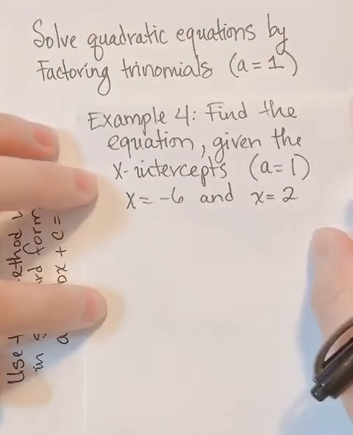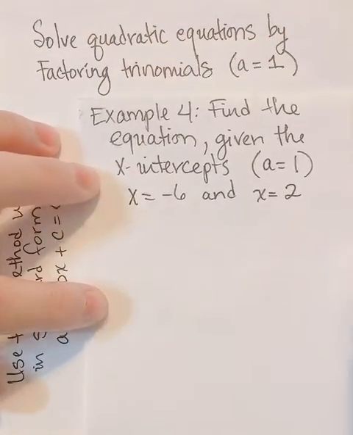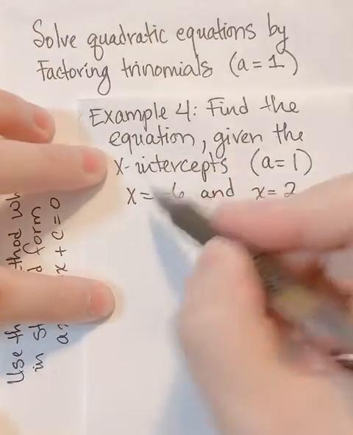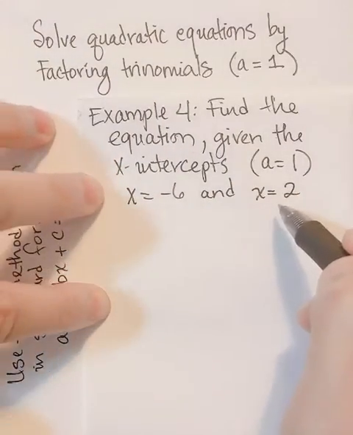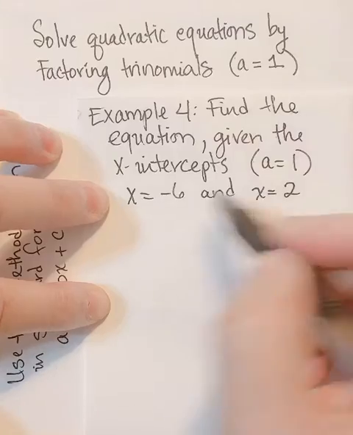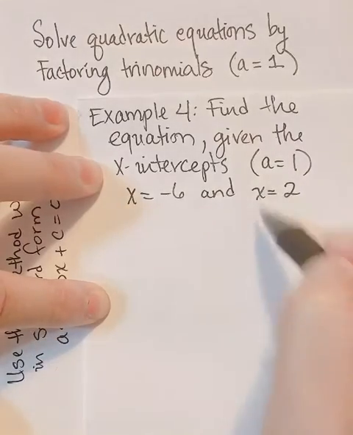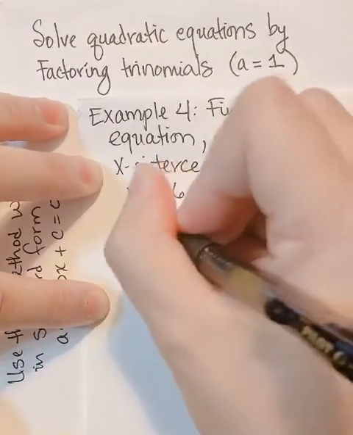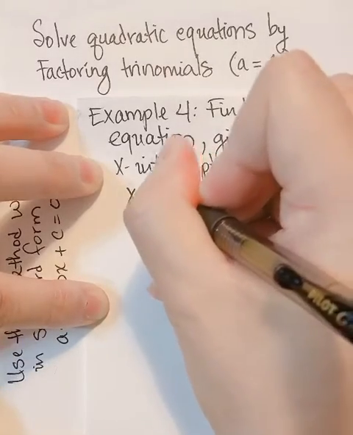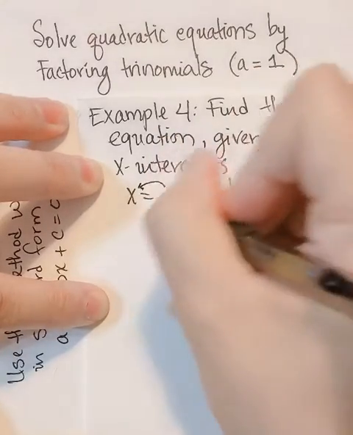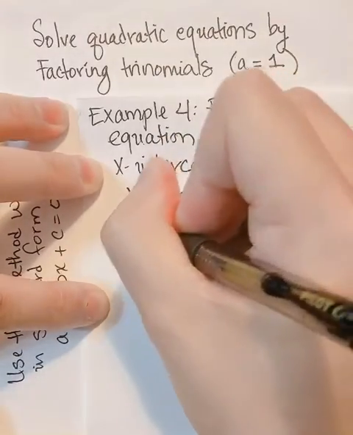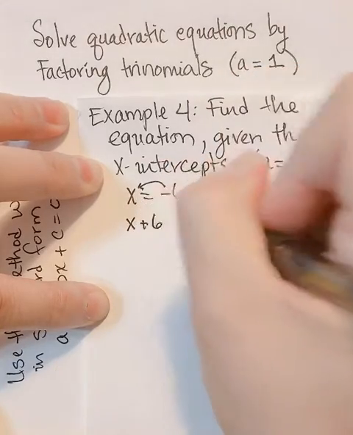Next example, people always wonder, how do we find the original equation if they give us the x-intercepts? Well, the x-intercepts are the solutions. So what you do is you start right here and you work your way backwards, right? You're going to move this negative 6 over here to set this factor equal to 0. So it'll be x plus 6 equal to 0.